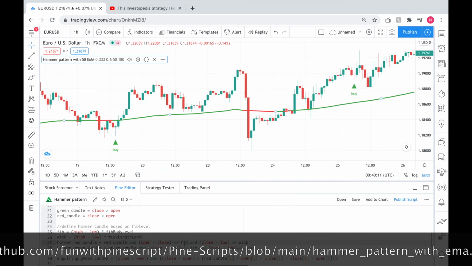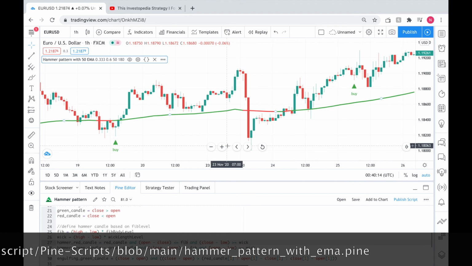Different scenarios can be made with this indicator. I think it's interesting.